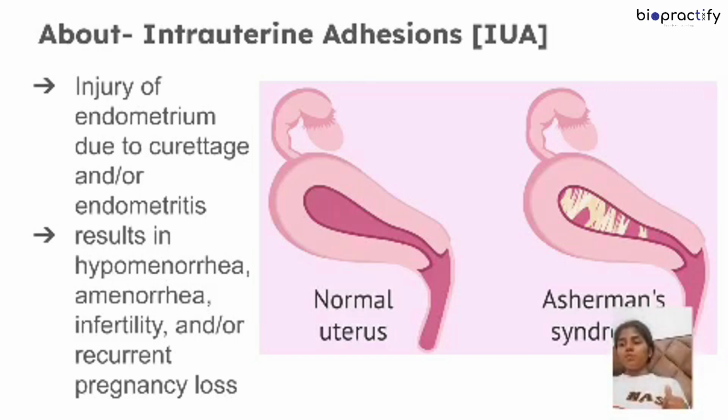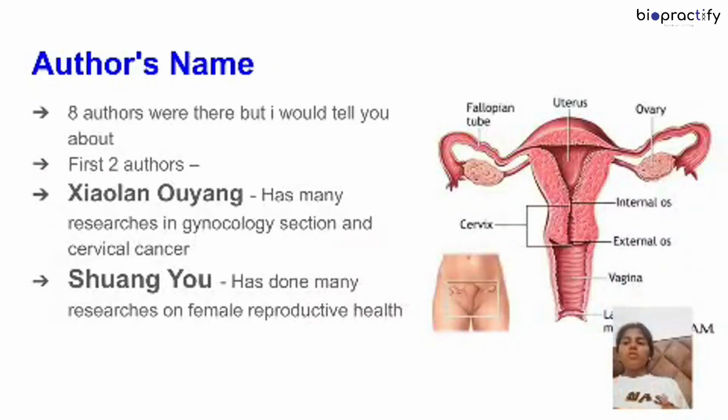From my second manuscript, there were 8 authors, but I will tell you about only 2 of them, who were the first authors. Xiaolan Ouyang. I don't know how to pronounce Chinese names, sorry for that. He did many researches in the gynecology section and cervical cancer. I got this information from ResearchGate. The second was Shuang Yu. He has done many researches in the female reproductive system.